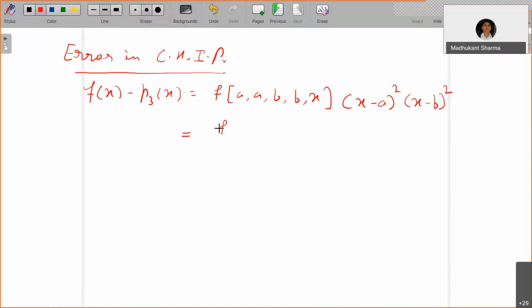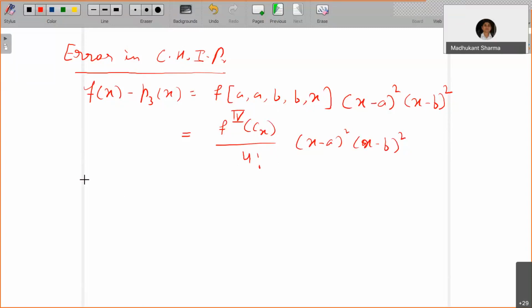given by the fourth derivative at c(x), some point in the interval x0 to xn, that is a to b, which certainly depends on x, by again applying the mean value theorem, divided by 4 factorial times (x - a) squared times (x - b) whole squared. Now you can bound this.